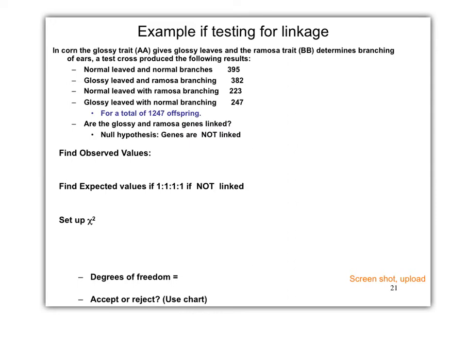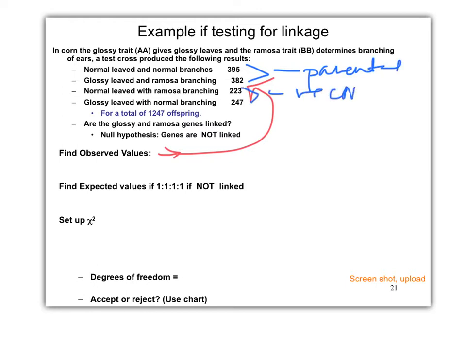Well, let's find the observed values. Okay, the observed values are just these. So the observed values for which ones? Which category? The two higher numbers, what are they always? Parental. The two lower numbers, what are they always? Recombinant. If you didn't get this far, then that's a problem and you need to go back and rewatch.